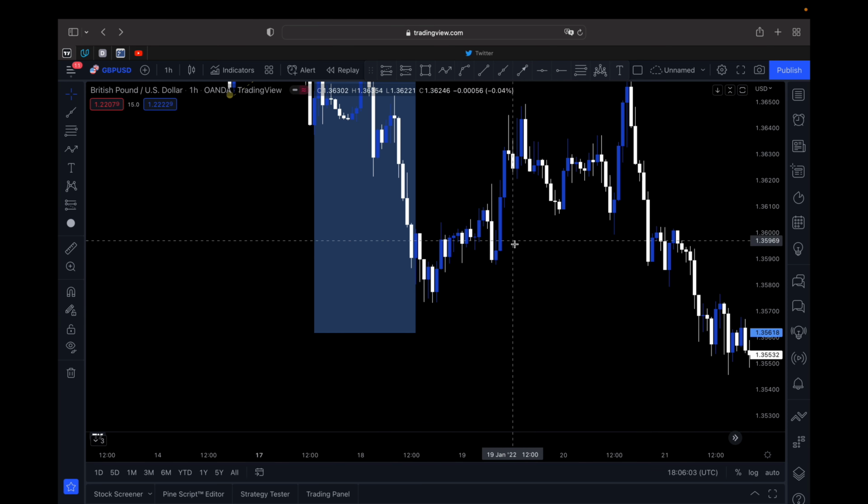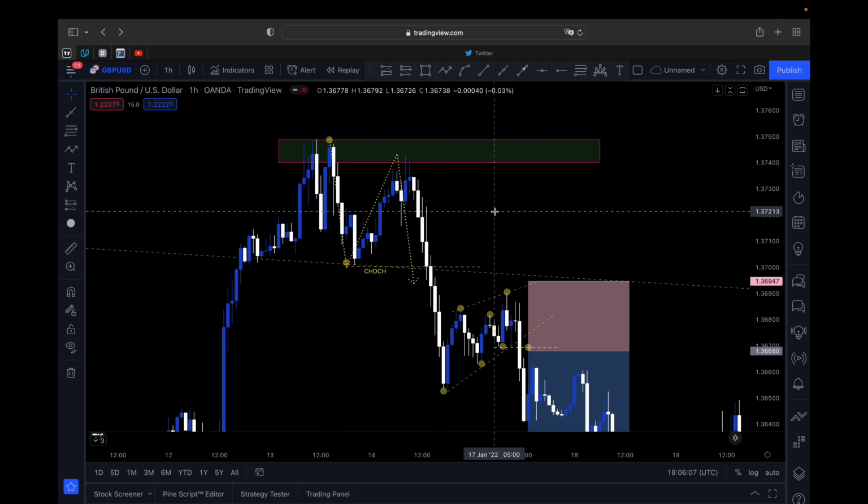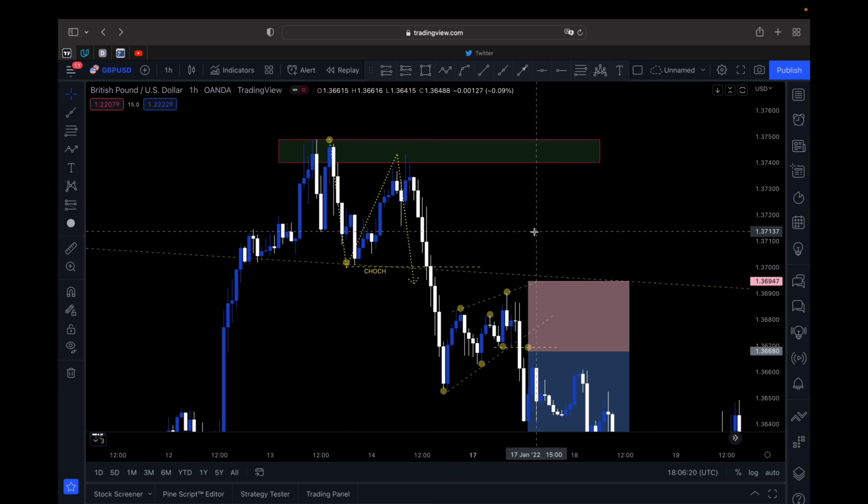So this is how you confirm a fake out or a continuation or a real breakout. In this case, this is a fake out. I've told you the things to look out for to confirm if it's actually a fake out or a breakout.